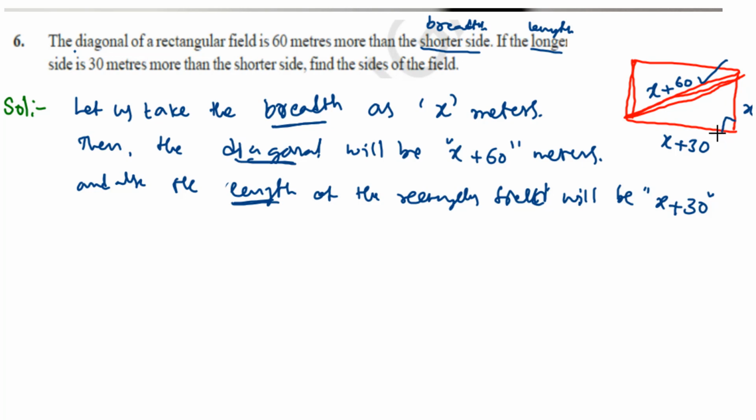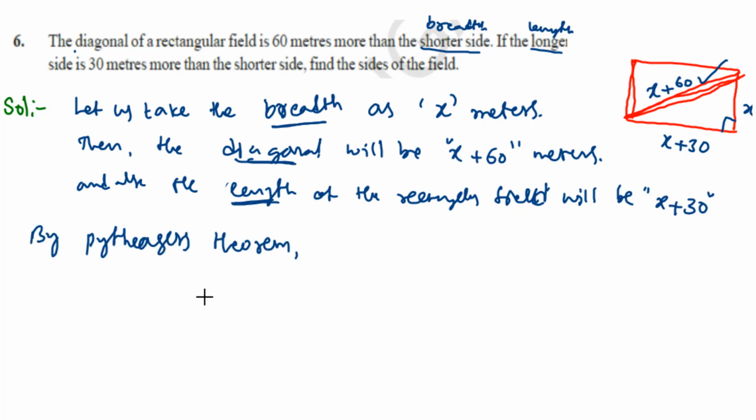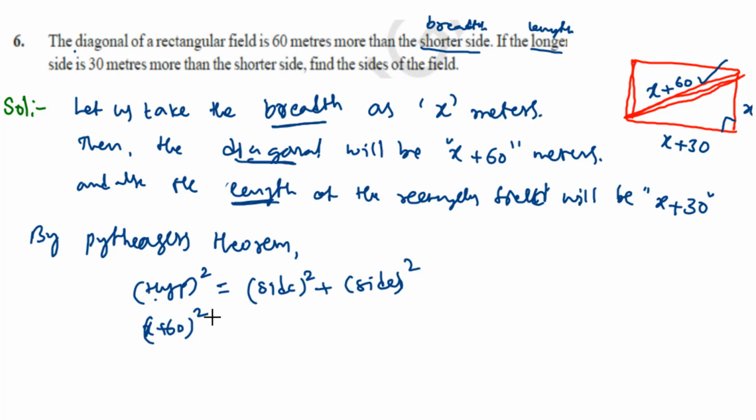According to Pythagoras theorem, we can establish the relationship between these three sides. So what is Pythagoras theorem? In a right angle triangle, the square of the hypotenuse is equal to the sum of the squares of the remaining two sides. So here what is the hypotenuse? It is the diagonal. So (x plus 60) whole square should be equal to the sum of the squares of the remaining two sides, that are length and width. So on one side plus we can take (x plus 30) square. Next x square. Now let us simplify this.